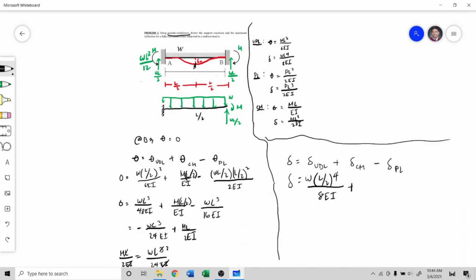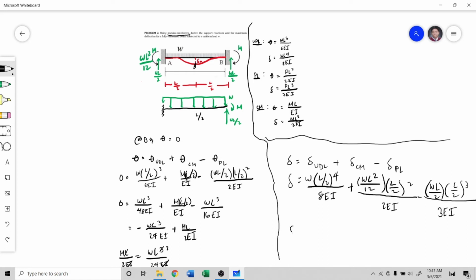plus contribution ni moment. That's ML squared over 2 EI. M natin is omega L squared over 12. Times, yung L natin is L over 2 squared over 2 EI. Then minus, we have yung P natin, no? PL cube, no? So P is omega L over 2 times L over 2 na lang pala, no? Raised to 3 over 3 I.